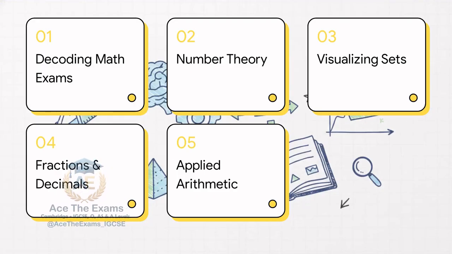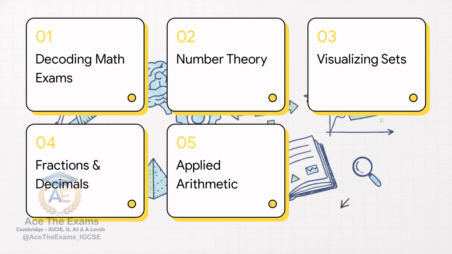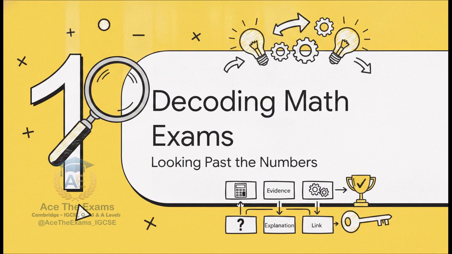So, here is our surgical plan for today. We're going to start by decoding the exam's hidden structure. Then, we unlock number theory. After that, we'll visualize spatial logic with sets, translate fractions and decimals, and finally, conquer everyday applied arithmetic. Let's get to work. Section 1. Decoding the math exam. Looking past the numbers.